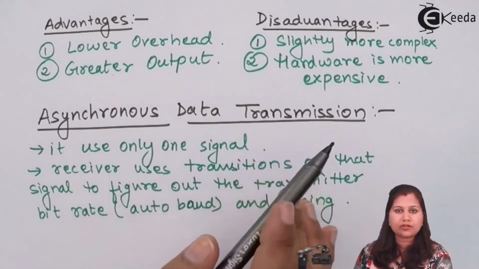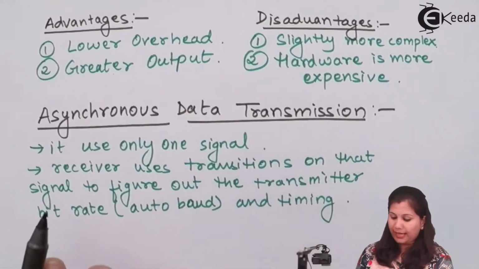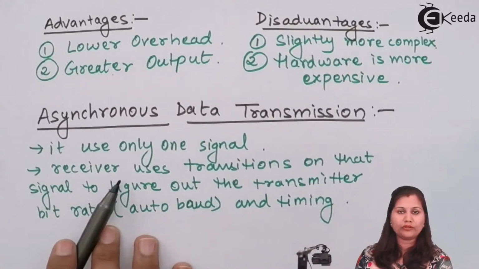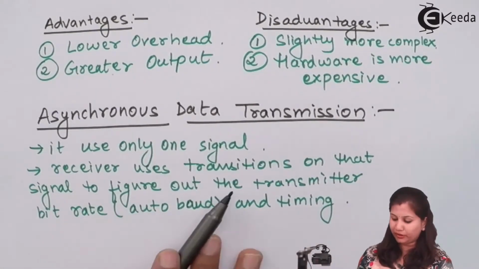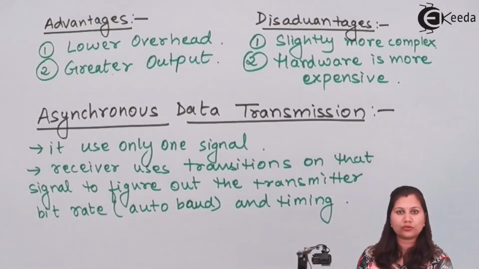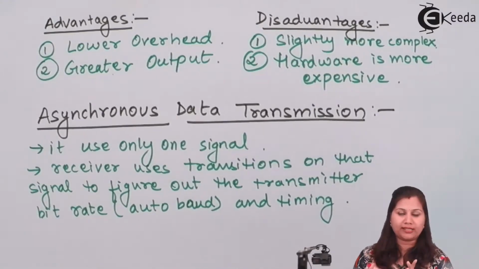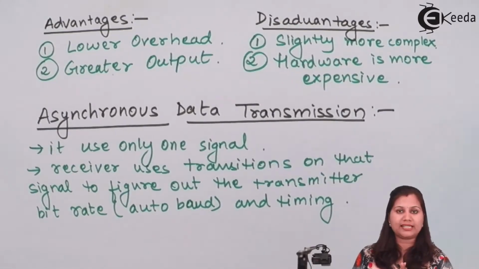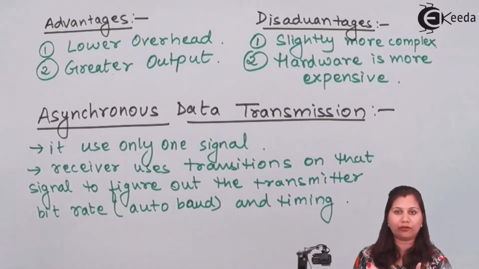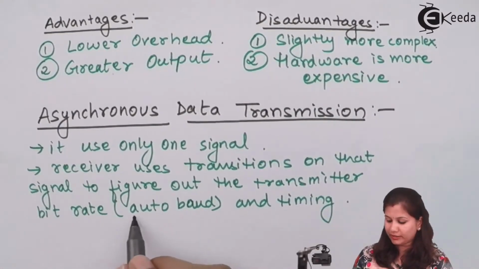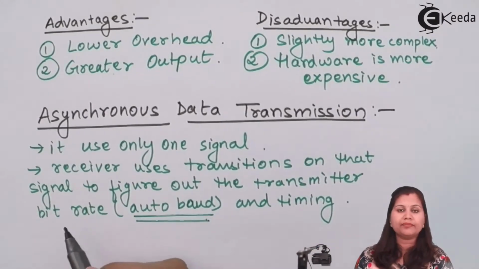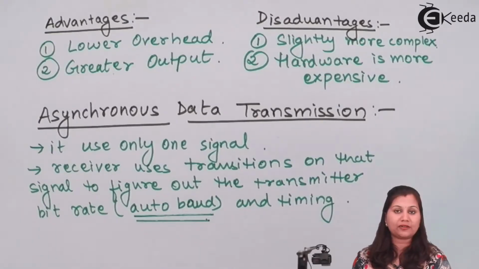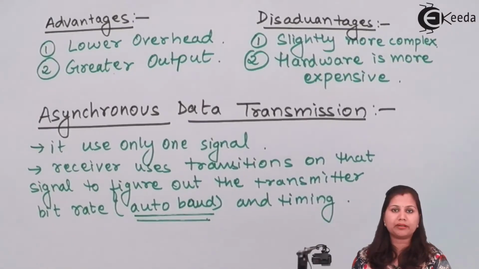The asynchronous data transmission uses only one signal, and on that one signal the receiver is going to use the transitions to figure out the transmitter bit rate, which is also known as the auto baud, and the timing. So on that one signal there will be different transitions, and the receiver is going to use those transitions to determine where the data is starting and where the end of the data is. The baud rate, or auto baud, is a term defined in the case of data transmission. Baud rate means how many bits are transmitted per second.